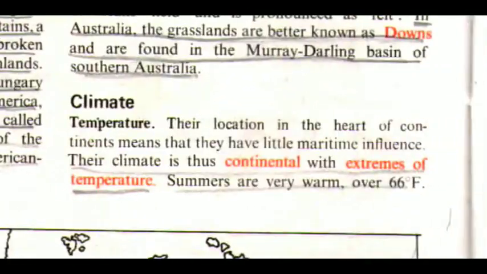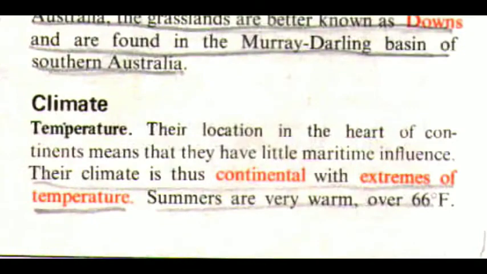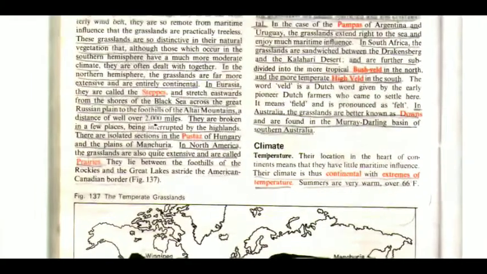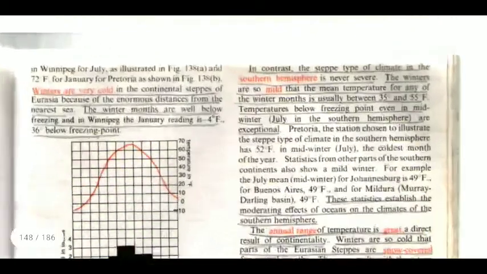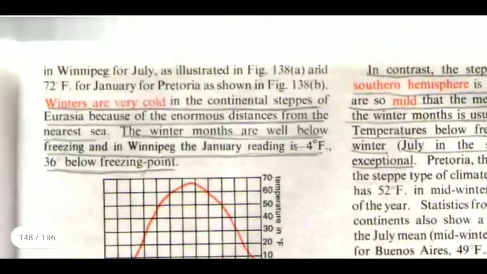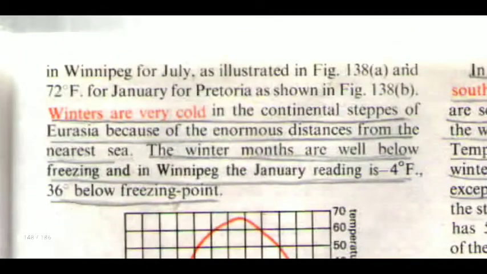Now, climate. The first thing is temperature. Their location in the heart of continents means that they have little maritime influence. Their climate is thus continental with extremes of temperature. Summers are very warm, over 66 degrees Fahrenheit in Winnipeg for July, as illustrated in the figure, and 72 degrees Fahrenheit for January for Pretoria, as shown in the figure.